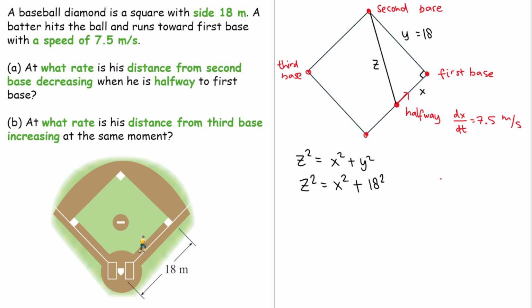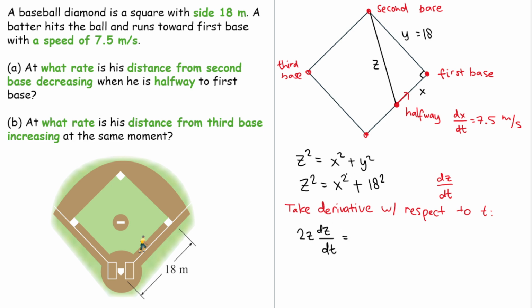Right? So we need to find dz/dt. To get that, we need to take the derivative of this with respect to time. Now we will have 2z here, but according to the chain rule, we need to multiply it by dz/dt, because we derive this with respect to z, right? So we will need to multiply it by dz/dt.